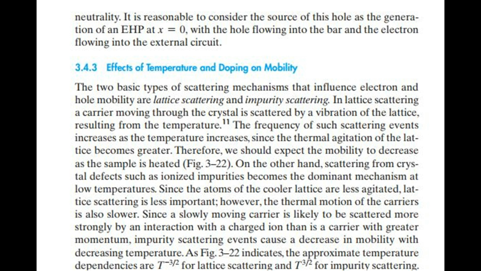On the other hand, scattering from crystal defects such as ionized impurities becomes the dominant mechanism at low temperatures. Since the atoms of the cooler lattice are less agitated, lattice scattering is less important. However, the thermal motion of the carriers is also slower. Since a slowly moving carrier is likely to be scattered more strongly by an interaction with a charged ion than is a carrier with greater momentum, impurity scattering events cause a decrease in mobility with decreasing temperature.